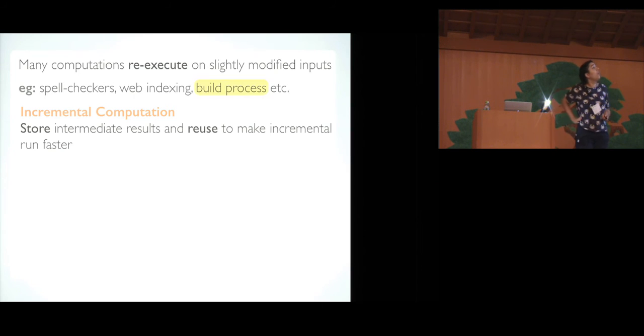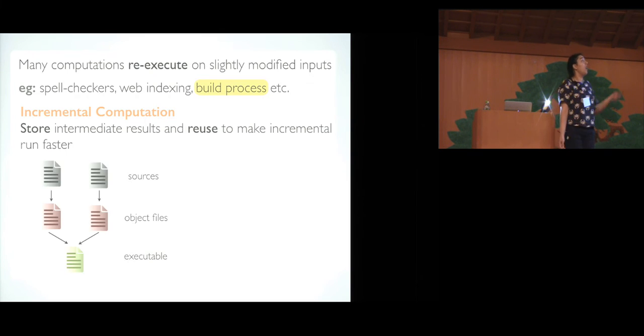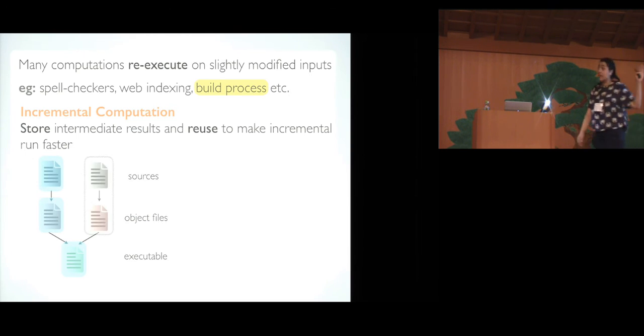So let's look at a concrete example of a build process for a software project where we have a bunch of source files that are compiled down to object files, and then these are linked to get an executable. So if you make a single change to one of these inputs, rather than re-executing everything from scratch, the idea is to only update things that depend on the change. And for the parts that stay the same, we try to reuse the results.